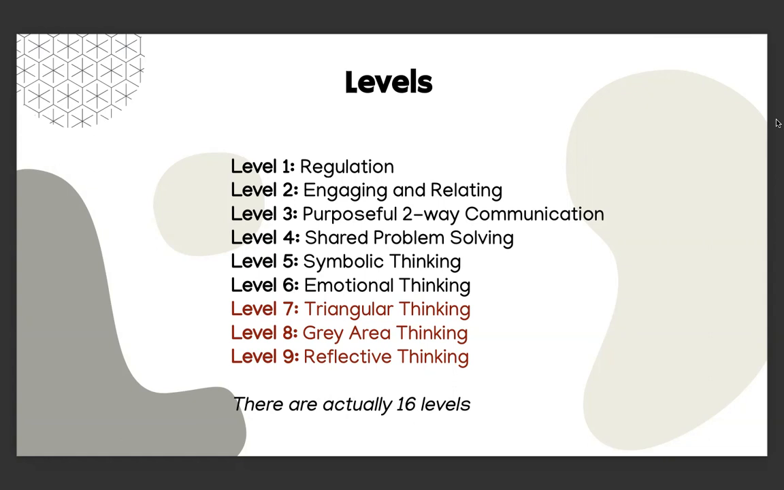Level 8, the gray area, is thinking of new ways to problem solve. This generally doesn't develop until 6 to 10 years old. And then reflective thinking is being able to compare themselves to others and saying something like, that's okay for them, but it's not okay for me. And this typically occurs around age 9. There are technically 16 levels in the DIR approach. But like I said before, when we're thinking about pediatrics, typically we don't go past level 9 or level 6.